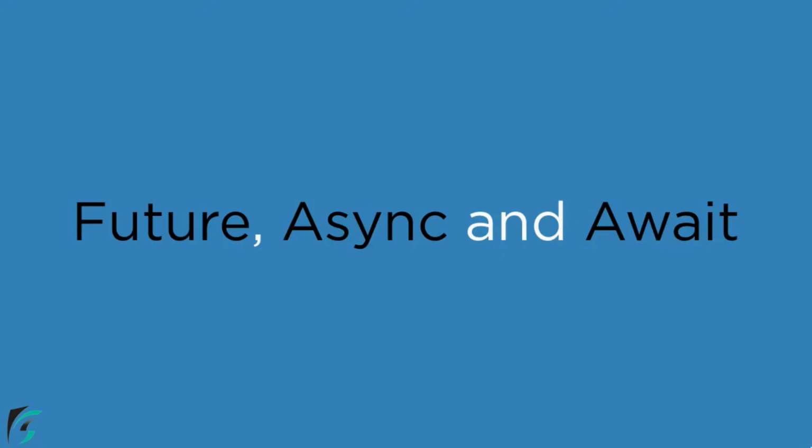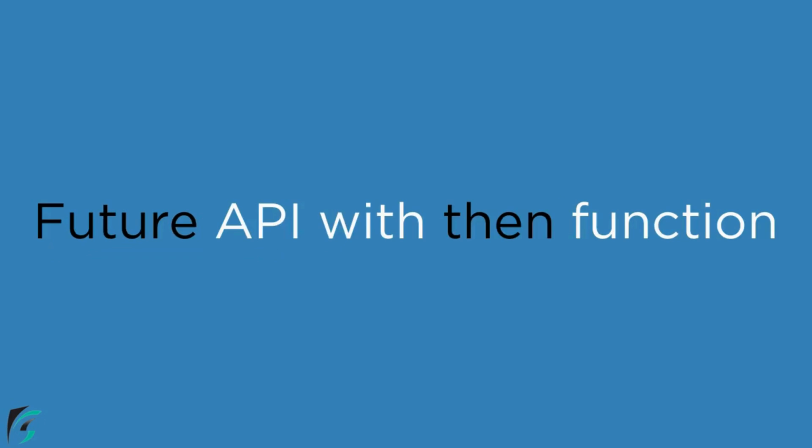Now async and await keywords were included in Dart version 1.9. Before that we had only one API to perform asynchronous programming, that is Future. And in the Future class we have a special function, the then function. So let us see how we can do the same thing without using the async and await keywords, just by using the Future API with the then function.